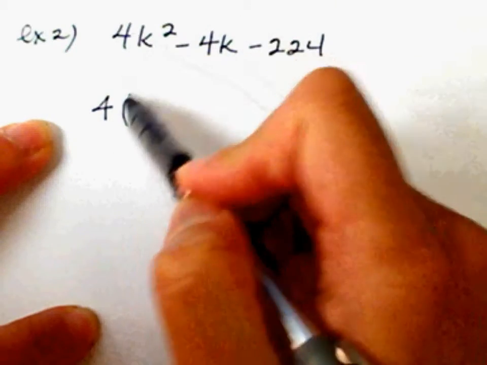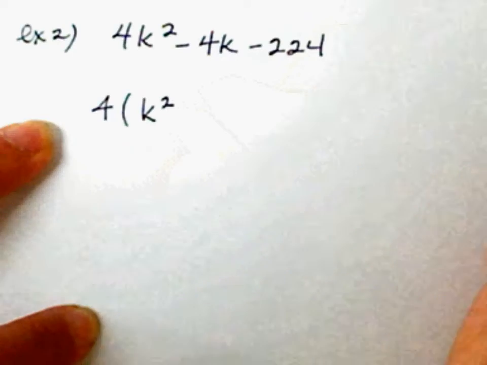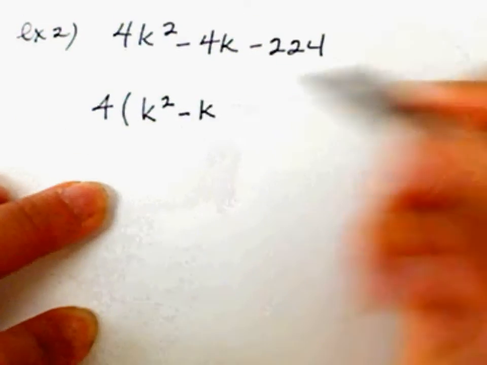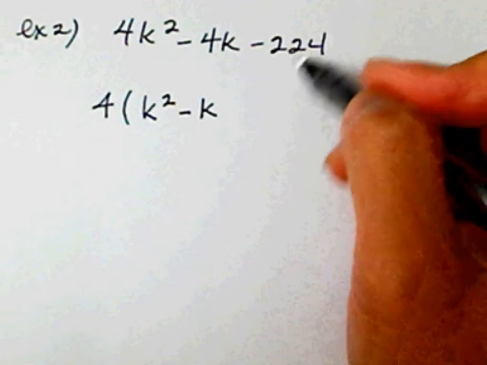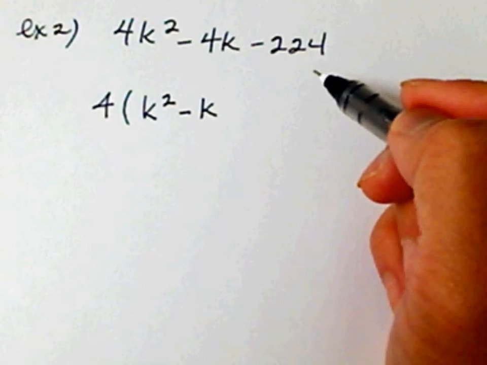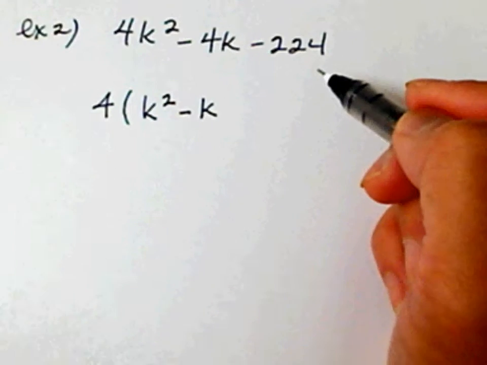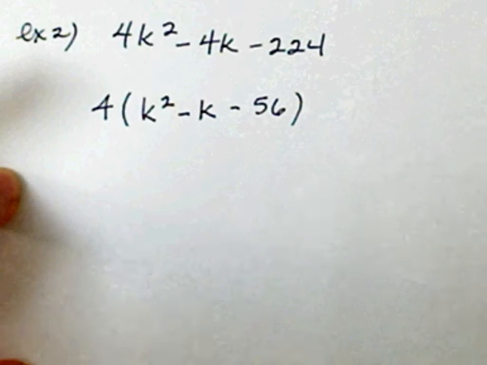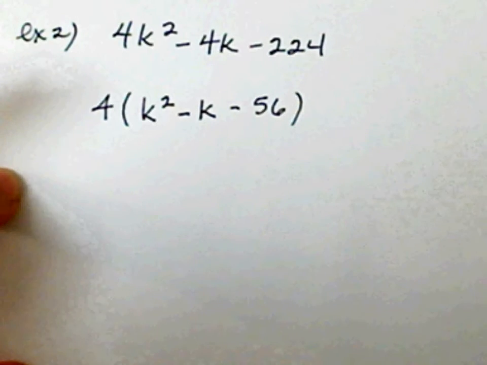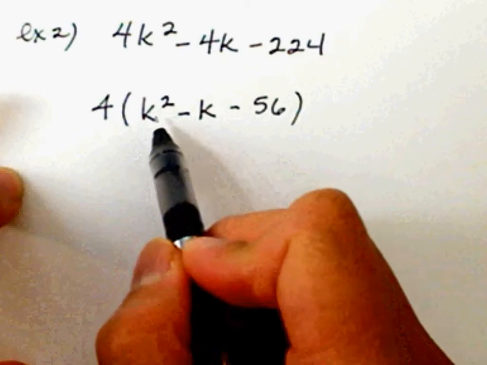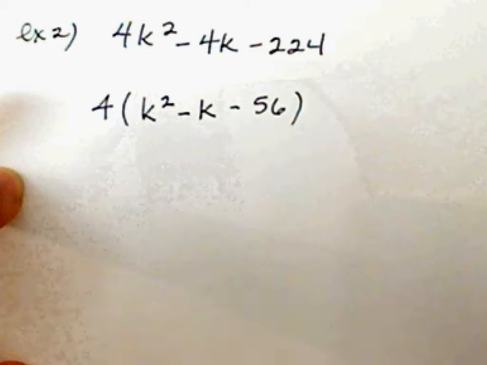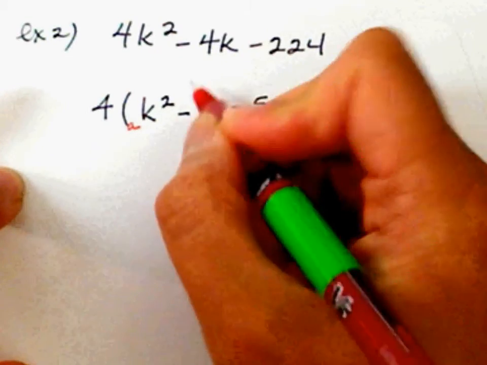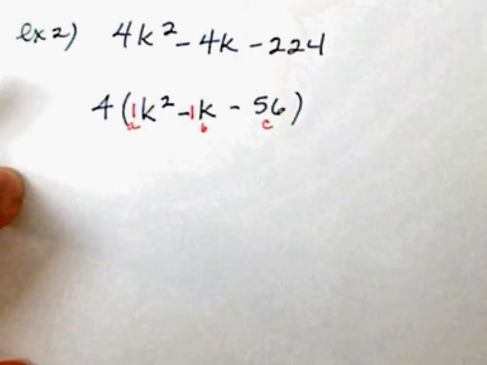4k squared divided by 4 leaves you k squared. Negative 4k divided by 4 leaves you k. Negative 224 divided by 4 leaves you, and I'm going to use my calculator to make sure my math is correct, minus 56. Okay, so you have taken 4 away. That means you have to divide each term by 4. You got three terms here, 1, 2, 3. Notice your A is a 1. This is your A, this is your B, and this is your C. And there's an understood 1 in front of every one of these terms.